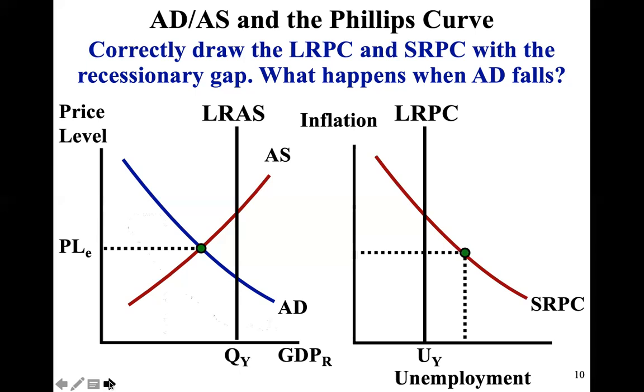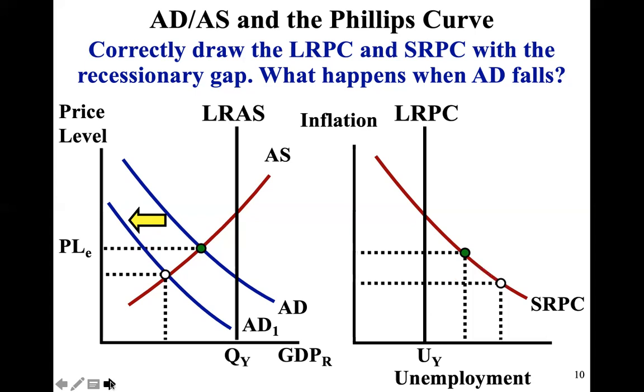If AD falls, we're going to see a decrease in aggregate demand. So the recession is getting worse and GDP is falling more and prices are falling more. How would we show that on the short run Phillips curve? Well, unemployment is increasing and inflation is decreasing. So we would move along the short run Phillips curve out farther to the right to show a recession getting worse.